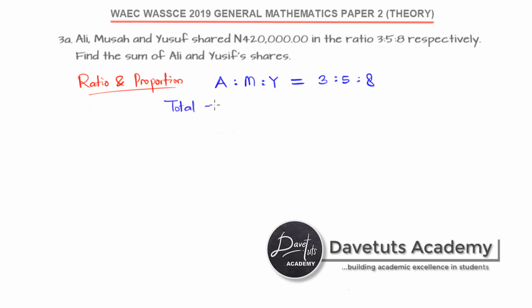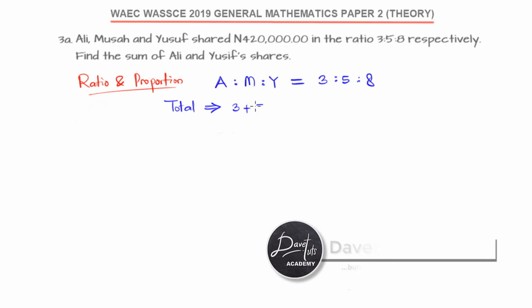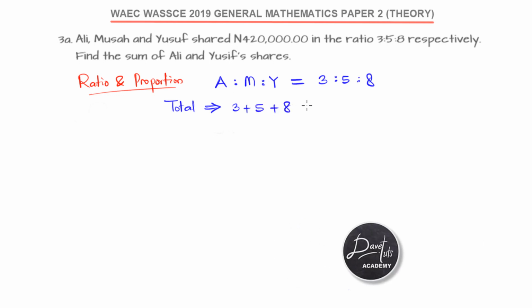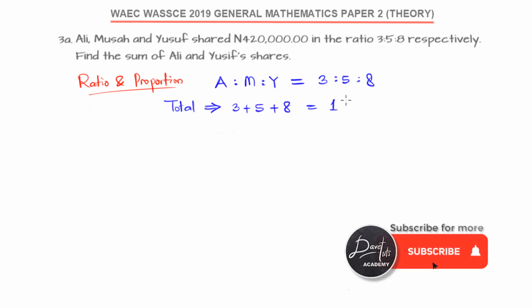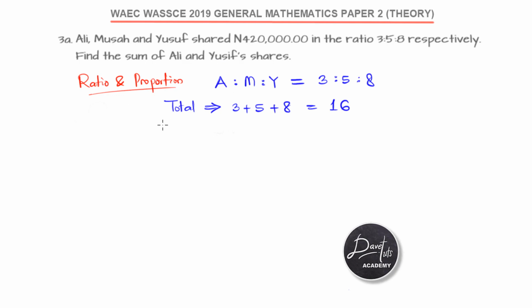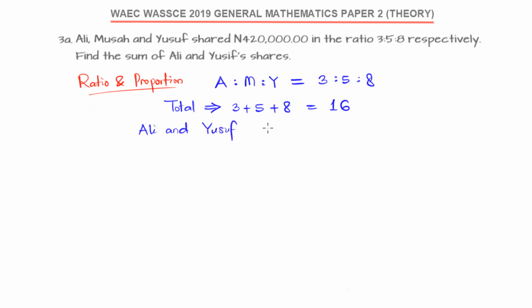Now, the total of this ratio, which is 3 plus 5 plus 8, that will be 8 plus 8, that's 16. Ali and Yusuf, if you just want to consider their own share, the ratio of their proportionality, they are going to share in the ratio. Ali is 3, Yusuf is 8, so that will be 3 plus 8, that is 11.